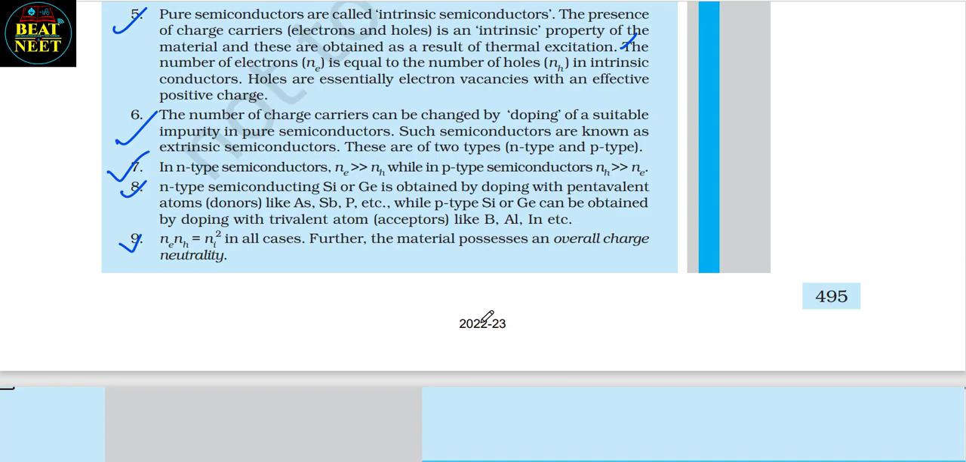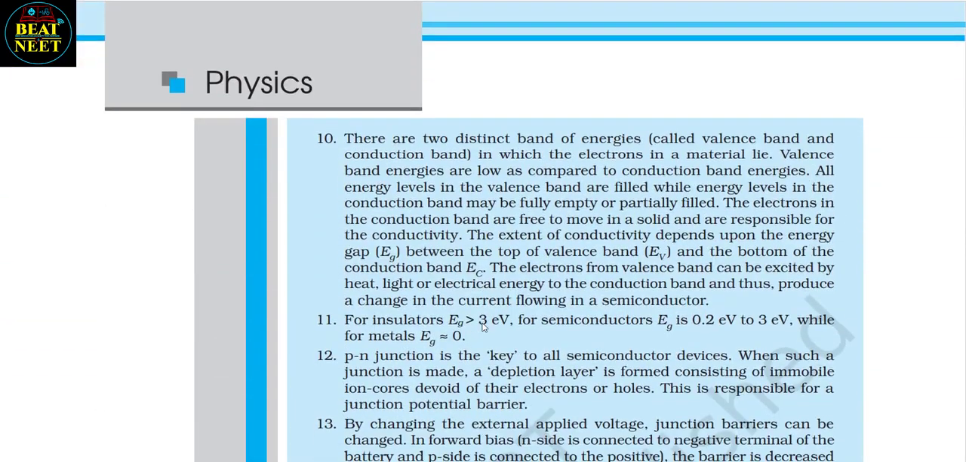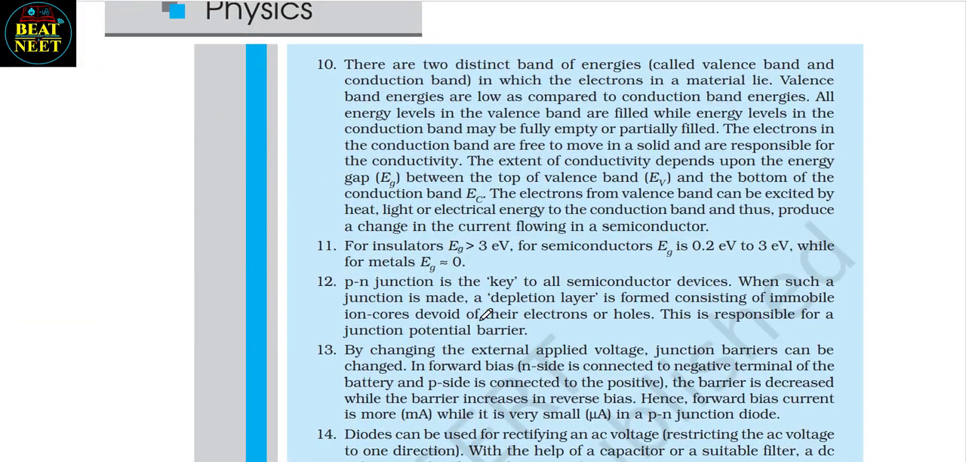Further, the material possesses an overall charge neutrality. Number 10, there are two distinct bands of energies called valence band and conduction band, in which the electrons in a material lie. Valence band energies are low as compared to conduction band energies. All energy levels in the valence band are filled, while energy levels in the conduction band may be fully empty or partially filled. The electrons in the conduction band are free to move in a solid and are responsible for the conductivity. The extent of conductivity depends upon the energy gap between the top of valence band and the bottom of the conduction band, Eg.